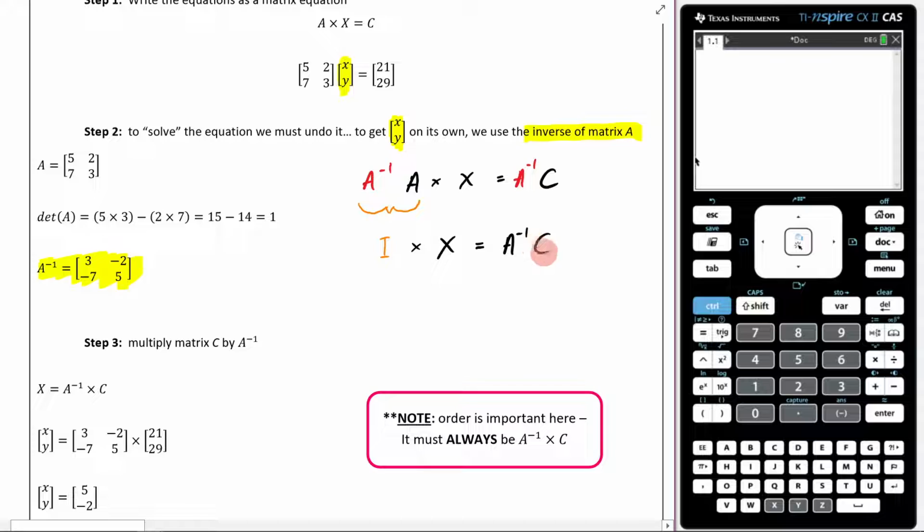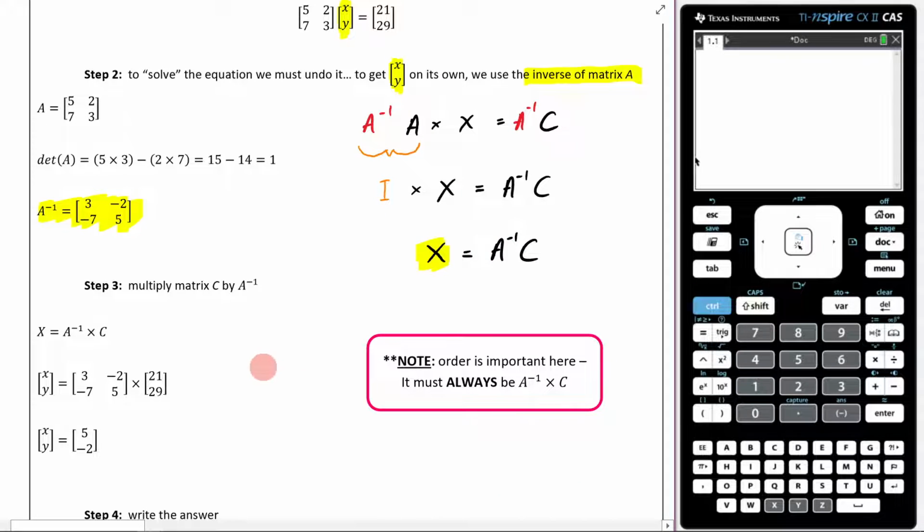The inverse of A times C. The identity matrix times X is just X, because remember, the identity matrix functions as the number 1. It's just like multiplying something by 1. So as you can see, X is going to be the inverse of A multiplied by C. And that right there is our answer, because we've got an X by itself. X will be equal to this. And that's exactly what step 3 tells us to do, to multiply matrix C by the inverse of A. And that is the working out that we've just seen here.